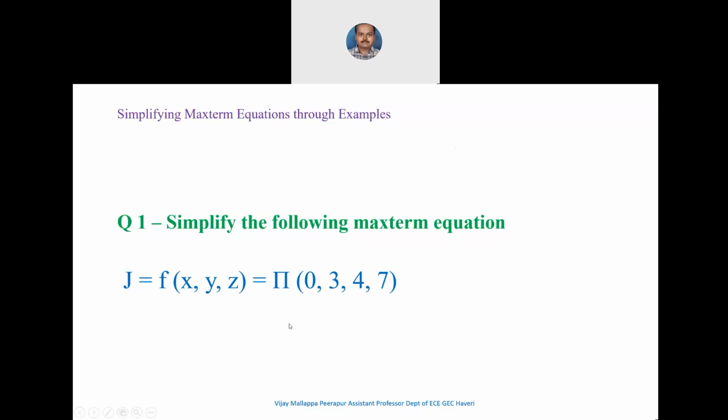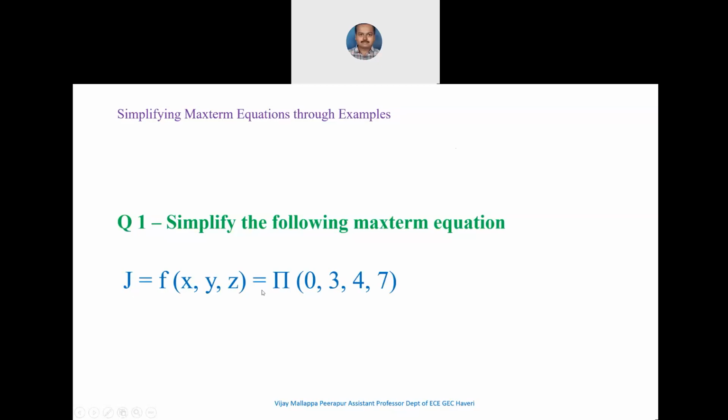What do you understand by pi? It's max term. If it is a summation symbol, we know that it is a min term. If it is a pi symbol, it is max terms. So what we have is max term 0, max term 3, max term 4 and max term 7 here, right? Now for these max terms 0, 3, 4 and 7, we substitute 0 in the j K-map, and the rest of the values are logic 1 there. Everyone understands this, right?